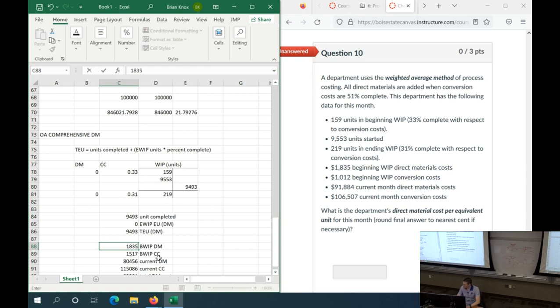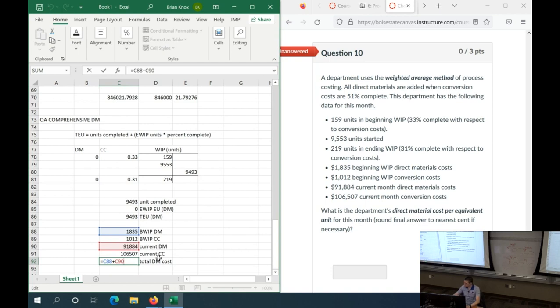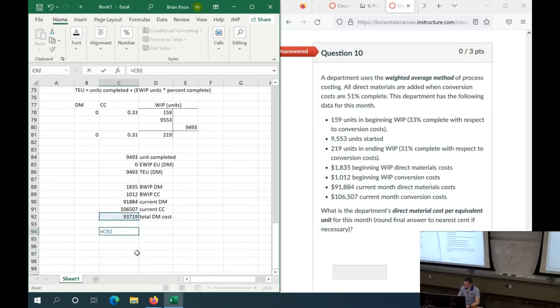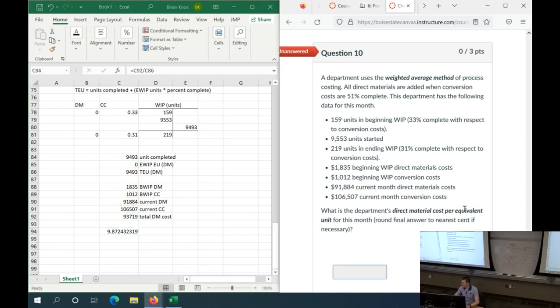So let's do 1835. Let's copy it over. 1835, 102, 1012, 91884, 106, 507. And we're still doing direct materials costs. So we're going to total. We're in weighted average, so total means total. Beginning WIP, 1835, plus current WIP, 91884. We end up with 93719. And that's the numerator, so it goes on top. That's the denominator, so it goes on bottom. We end up with 9.87 as our rate, we would put that in right there, and we get it right. Happiness all around.